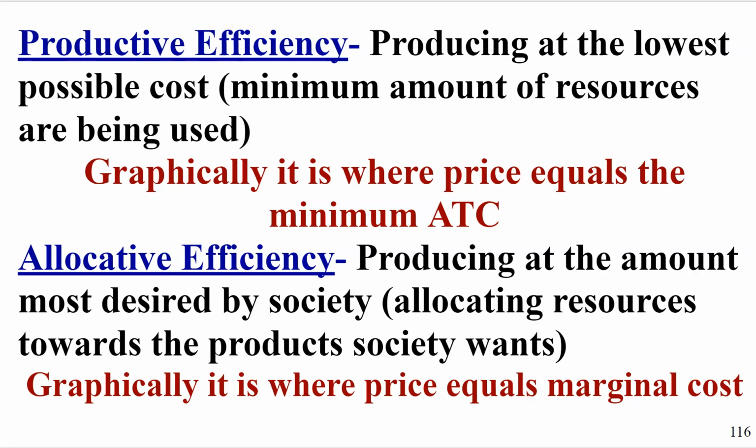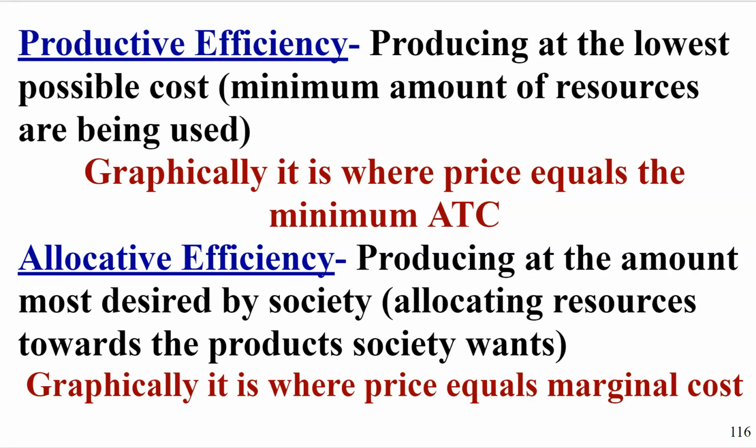But allocative efficiency is the idea that you're producing what society wants at the amount that society wants. And that goes back to the idea of, again, MC equals MR. So in a perfectly competitive market, if you're producing at MC equals MR, you are essentially allocatively efficient because you are producing where marginal cost meets your price, and MR equals D equals P is that price. So MC equals MR is, in the long run, productively and allocatively efficient.